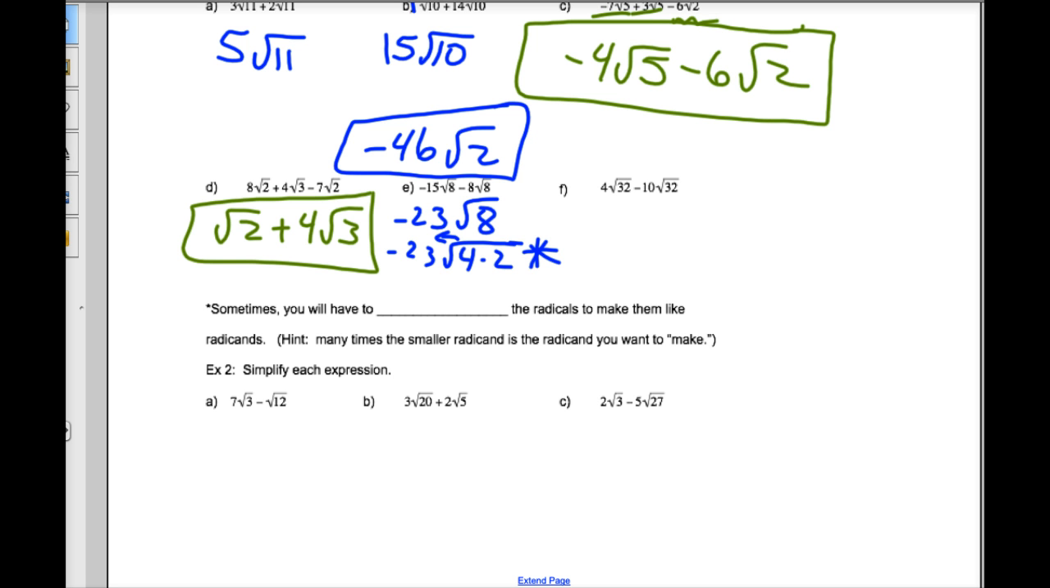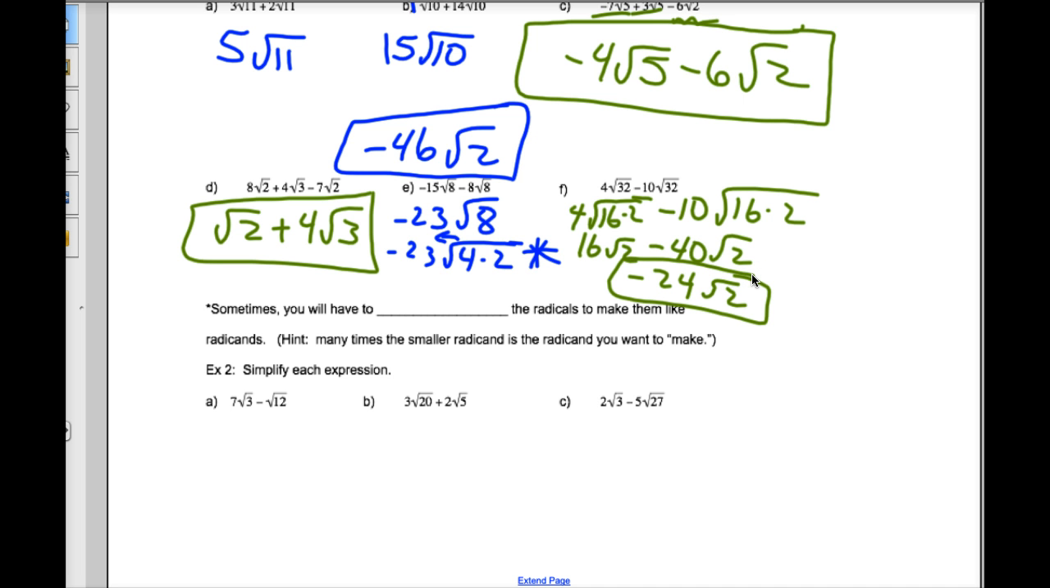I don't care which way you do it, but let's simplify these first and then subtract them. What perfect square is inside 32? 16. 16 times 2, minus 10 radical. What's the square root of 16? 4. Pull it out. 4 radical 2 minus 10 radical 2... Final answer, negative 6 radical 2.